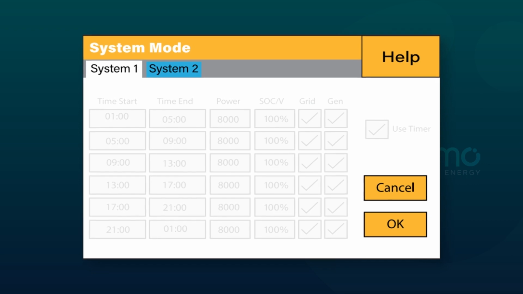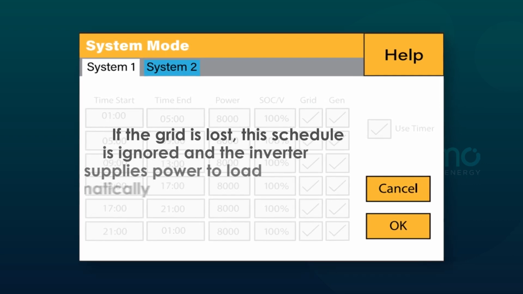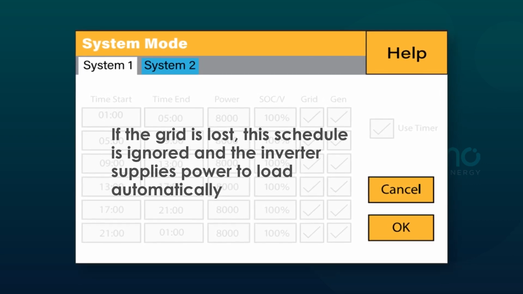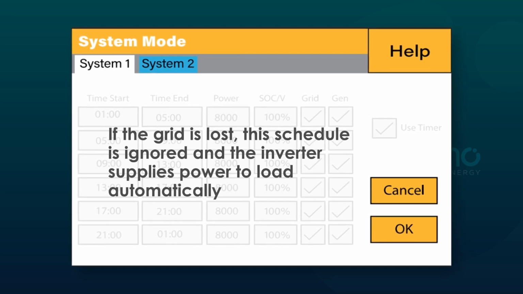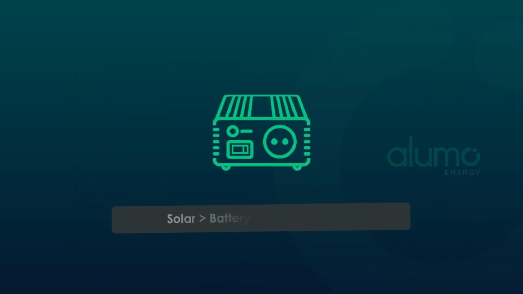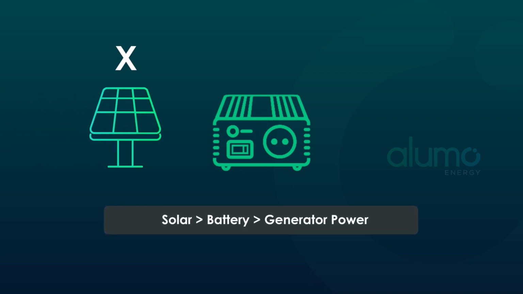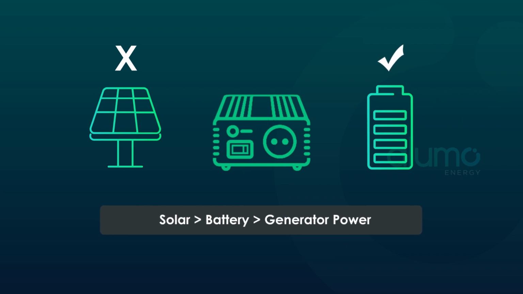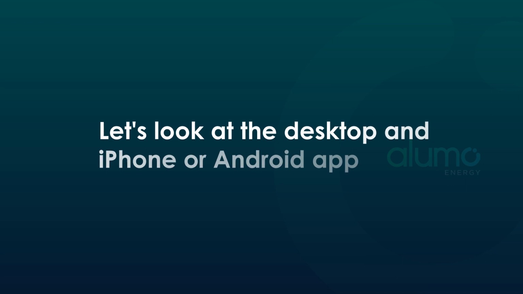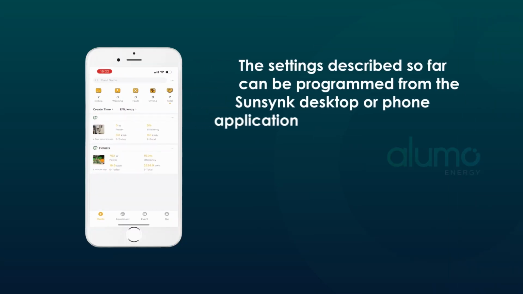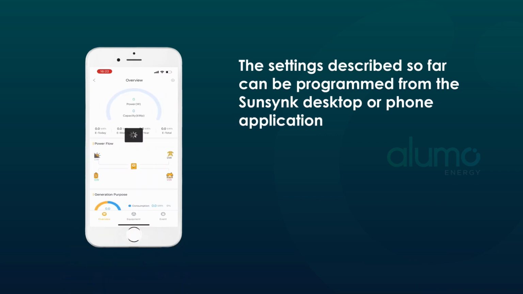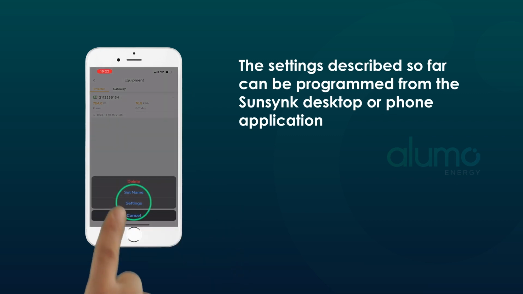Once again, it is important to remember that if the grid is lost, the schedule is ignored and the inverter supplies power to load automatically in the following order of priority: solar, battery, and lastly generator power. If solar is insufficient to supply the load, the battery will be used to supplement it. Lastly, let's look at the desktop and iPhone or Android app. All the settings described so far can be programmed from the Sunsynk desktop or phone application. The layout may appear a little different, but all the concepts remain the same.